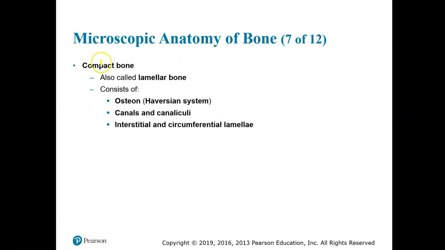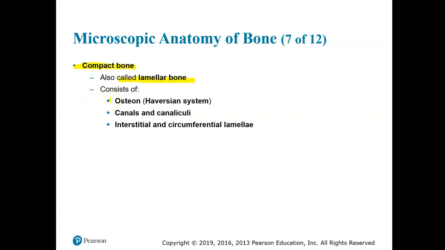For the microscopic anatomy of compact bone, in other words, what this tissue would look like under the microscope, compact bone is also called lamellar bone because lamella means layers. If you were to cut it in a cross section, or a transverse section, you would see layers of bone tissue, kind of like layers of an onion. You would see these concentric circular layers called lamellae, which just means layers of bone.